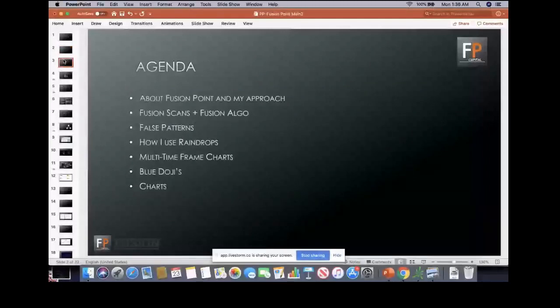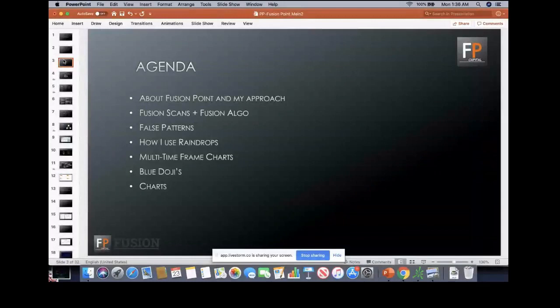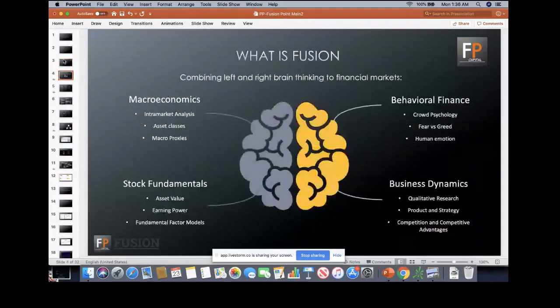The agenda, what I wanted to go over, was, again, my approach. I'm going to talk a little bit about false patterns because I do a lot of that stuff. And then Raindrops, how I use them, multi-timeframe, and then the blue doji, which I guess will be the purple one. There's some cool stuff there that I've come across that's helped me. So I'll jump into that towards the tail end.